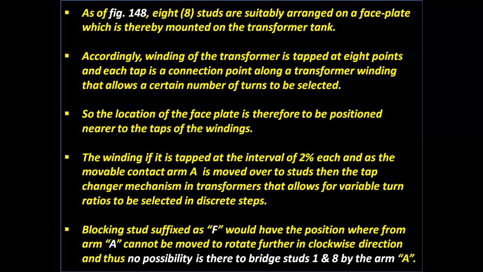So, the faceplate is to be positioned nearer to the taps of the windings. If the winding is tapped at an interval of 2% each, and the movable contact arm A is moved over the studs, then the tap changer mechanism in transformers allows variable turn ratios to be selected in discrete steps.